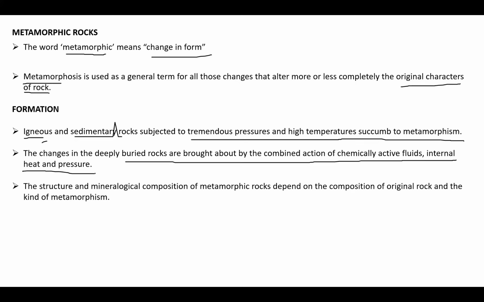Due to the internal heat and pressure, it leads to the formation of metamorphism, and ultimately to the formation of metamorphic rock. The structure and mineralogical composition of metamorphic rocks depend on the combination of the original rock and the kind of metamorphism. What is the meaning of metamorphism? It is nothing but the intense heat and pressure on igneous or sedimentary rocks, which leads to a change in the pre-existing rock, and that is called metamorphic rock. Metamorphic means change in form. So pre-existing rocks are original rocks.